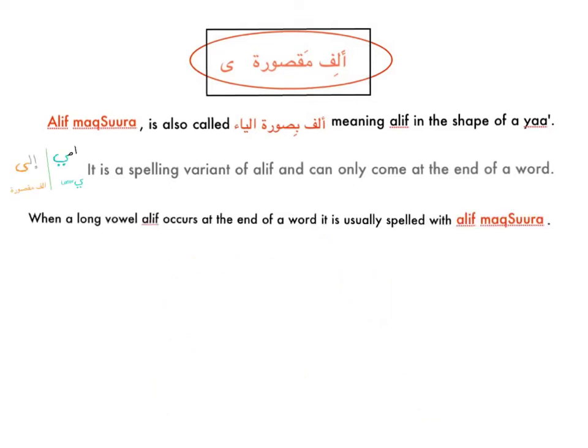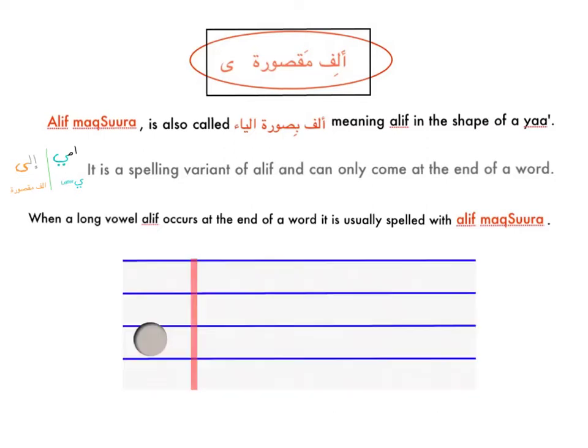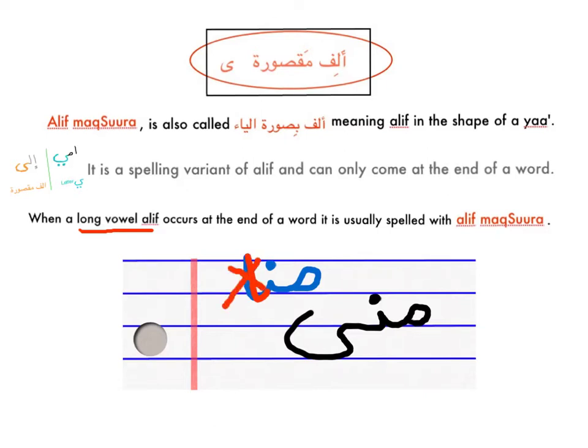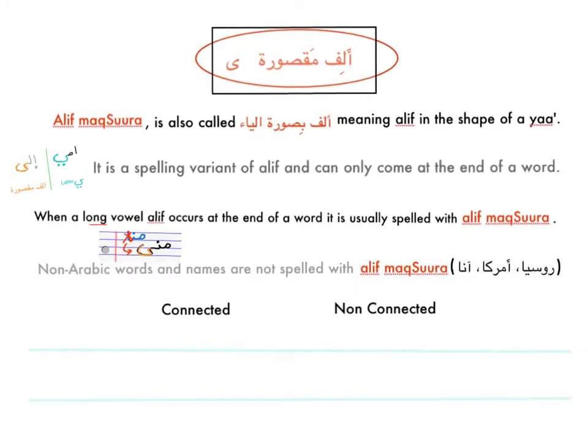When a long vowel alif occurs at the end of a word, it is usually spelled with Alif maqsoora. The classic example of this is the word Mona. Mona is a common girl's name, and it ends with long vowel alif, but we write it in the form of Alif maqsoora. Non-Arabic words and names are not spelled with Alif maqsoora, such as Rusia, America, Anna.